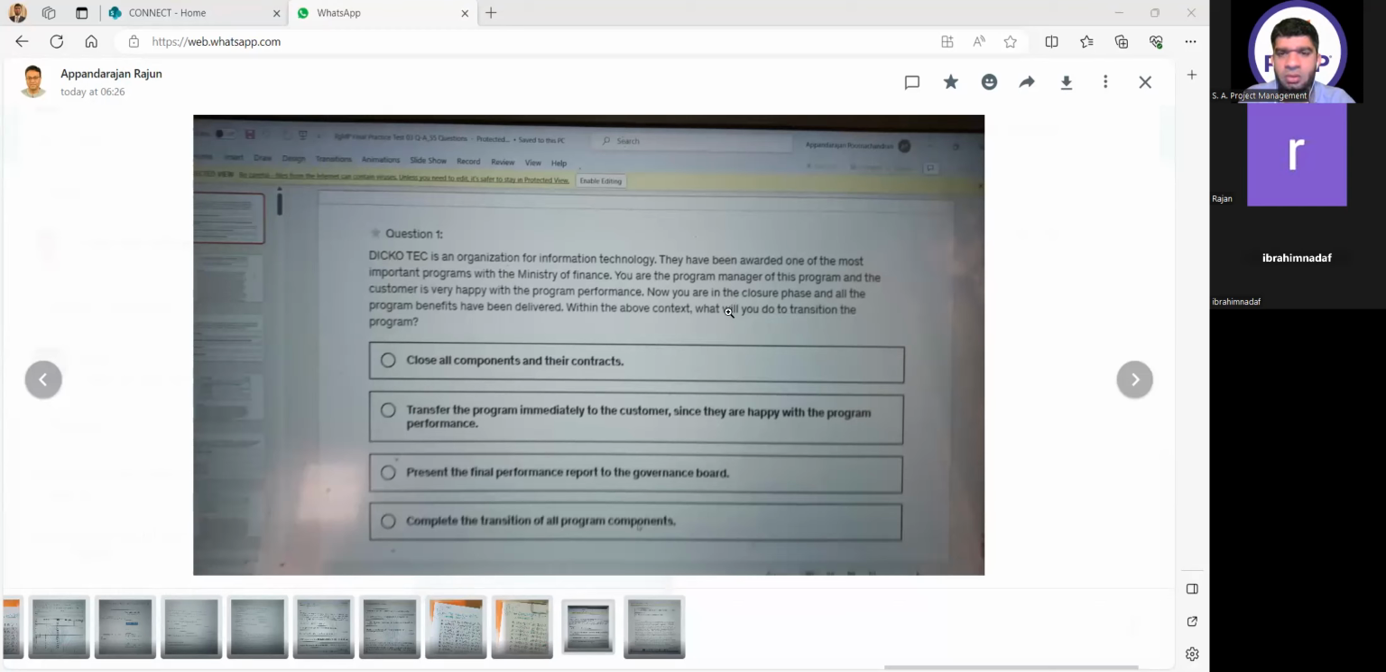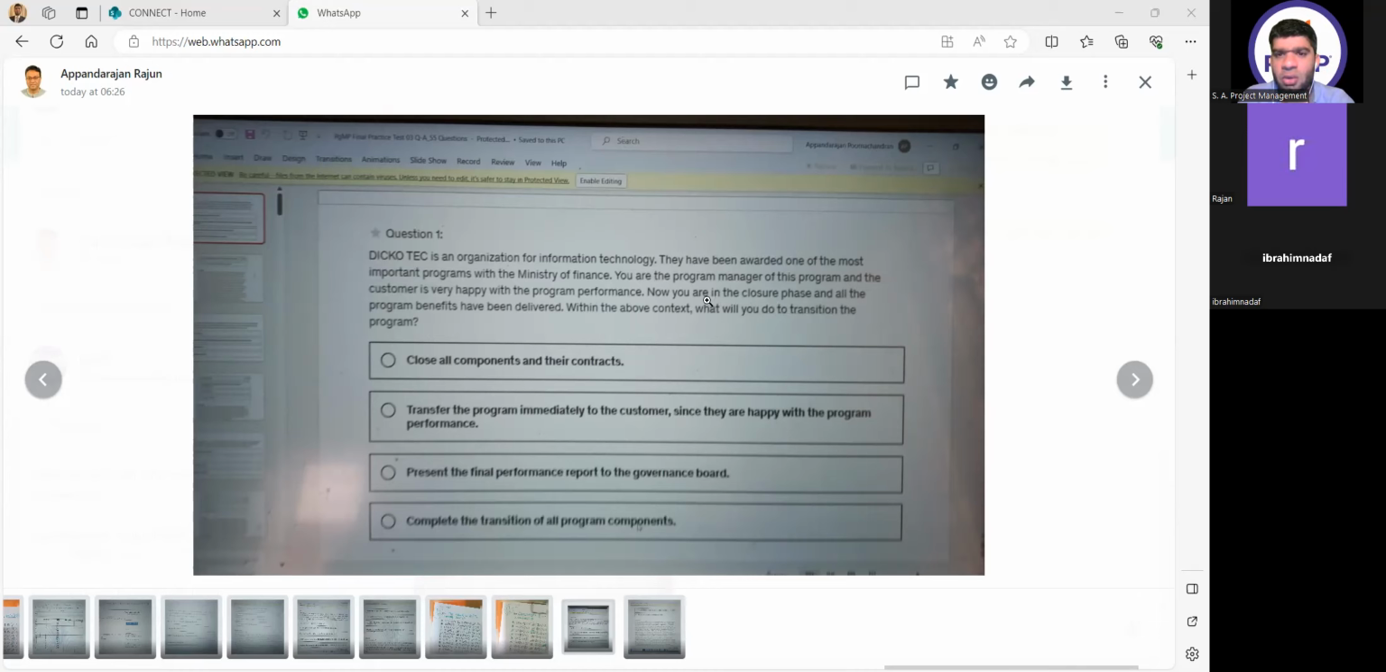And if you go to the last one, what you will see is, what do you do to transition the program? So if I have to transition the program, all the components should be completed. That's my understanding. Okay, but here you say now you are in the closure phase. Correct. I get your point. Sorry to interrupt. In program closure, the first part is your program transition plus your program closure. Yes. So that's what he's trying to say here.